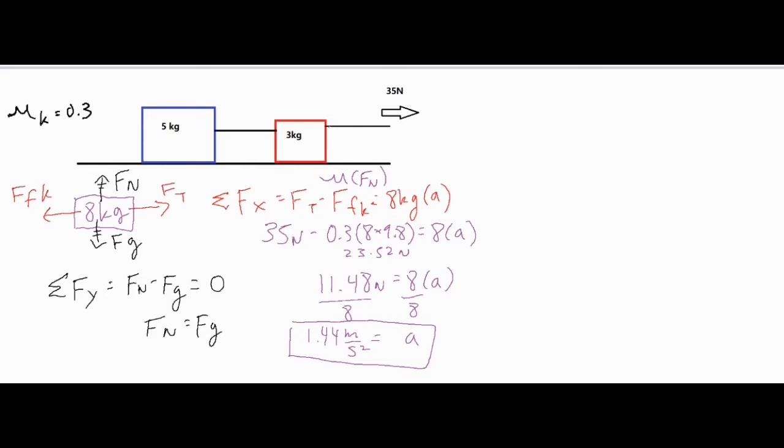Now what we can do is analyze each of the boxes on their own, as their own separate systems. We have the 3 kilogram block that has an FT going to the right. We'll call this FT1. It has the force of tension pulling it backwards. We'll call it FT2.